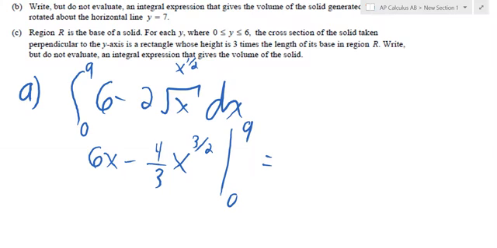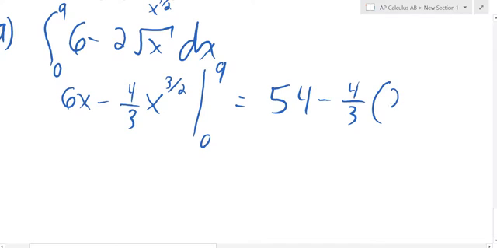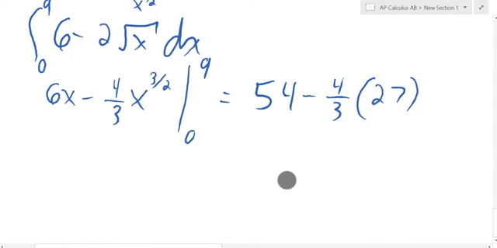Cool. And then you've got to do this by hand here. I'm hoping you guys are okay with a little bit of arithmetic. We're going to plug in 9. That's 54. Very good. And we plug in 9. What's 9 to the 3/2? It's 27. It says take the square root and then cube it. Square root of 9 is 3. Cubed is 27. Okay, that's plugging in the 9.